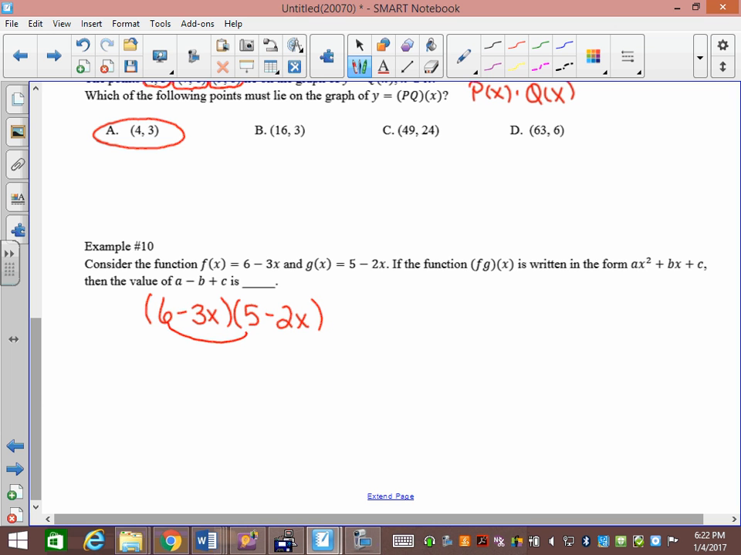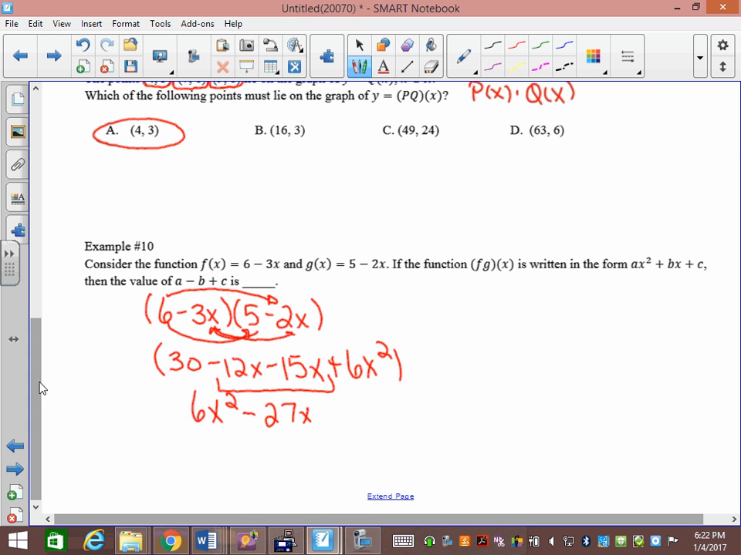FOIL it out. 6 times 5 is 30. 6 times -2x is -12x. 5 times -3x is -15x. -3x times -2x is positive 6x squared. And so we're going to get, in brackets, 6x squared minus 27x, when you combine these two, plus 30. So it's saying in the form ax squared plus bx plus c.